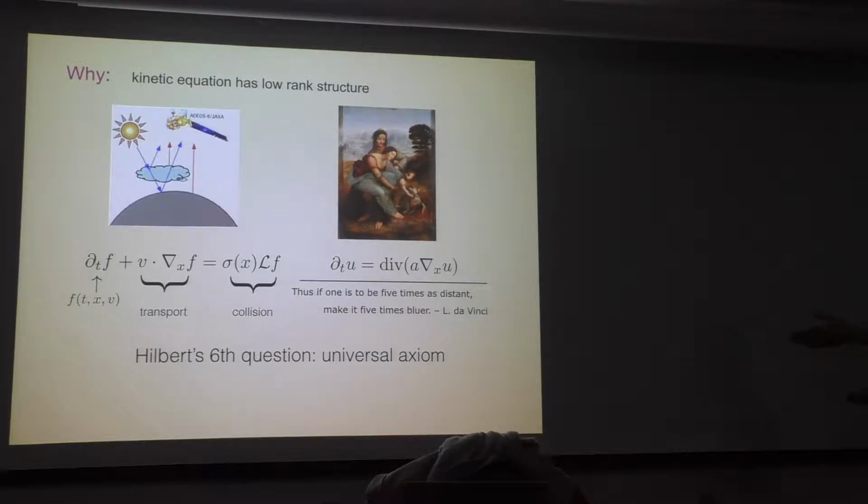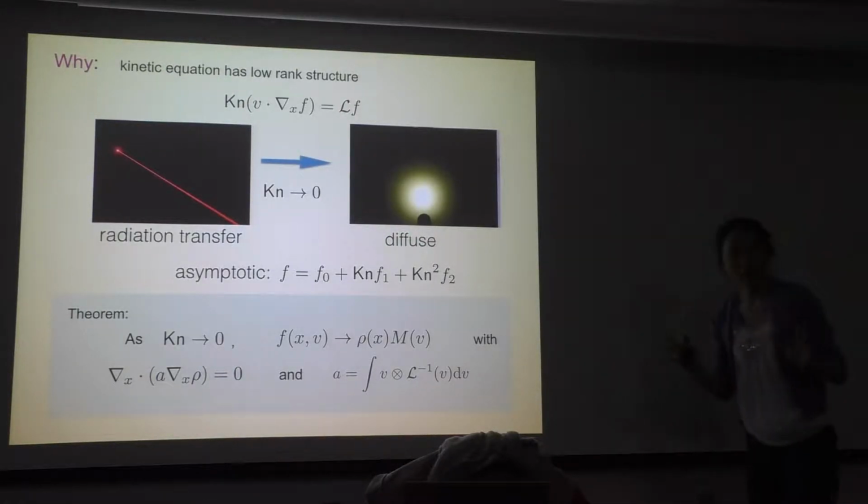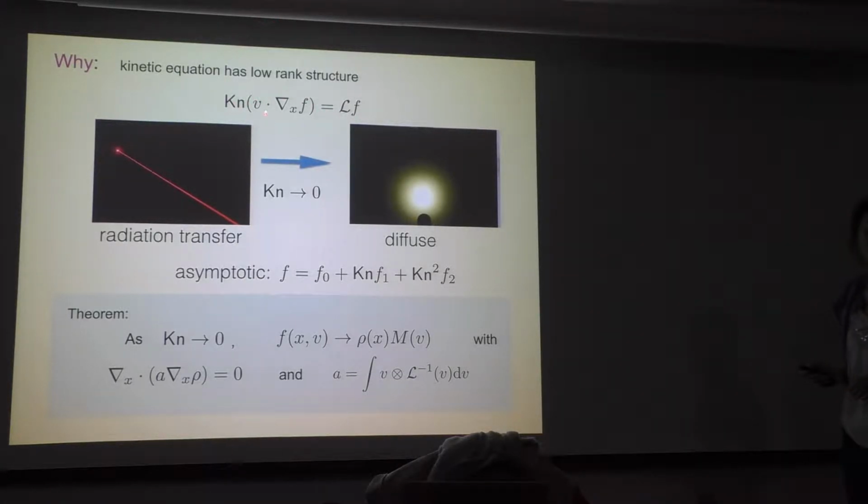So after this 100 years of hard study, we somehow know what is happening. Let me write down the steady state radiative transfer equation. I'm putting this number, the Knudsen number, in front of the transport term. This number has a physical meaning: I have a photon that collides with the media and starts transporting. Before it gets scattered again by the media, how long can it propagate? So this Knudsen number basically indicates how frequently you get scattered.